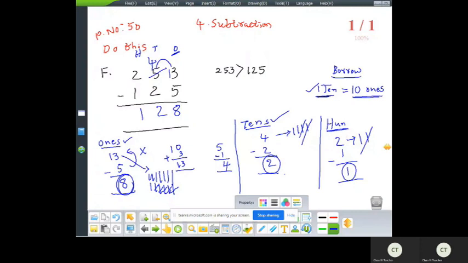253 minus 125 is equal to 128. This is the answer for X1.